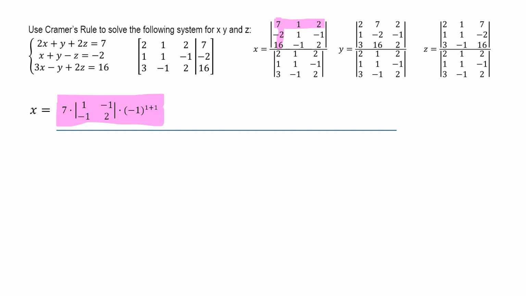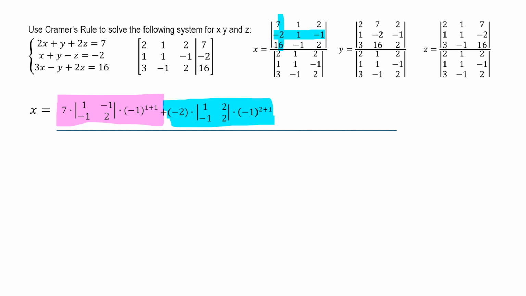And then I'm going to multiply it by -1 raised to the row plus column. So first row, first column, 1 plus 1. All right. Now I'm going to move on to the next number in that column, -2. So I'm going to cross out the row and column that -2 is in. I'm going to add this to what I just had, -2 times its minor, which is 1, 2, -1, 2.